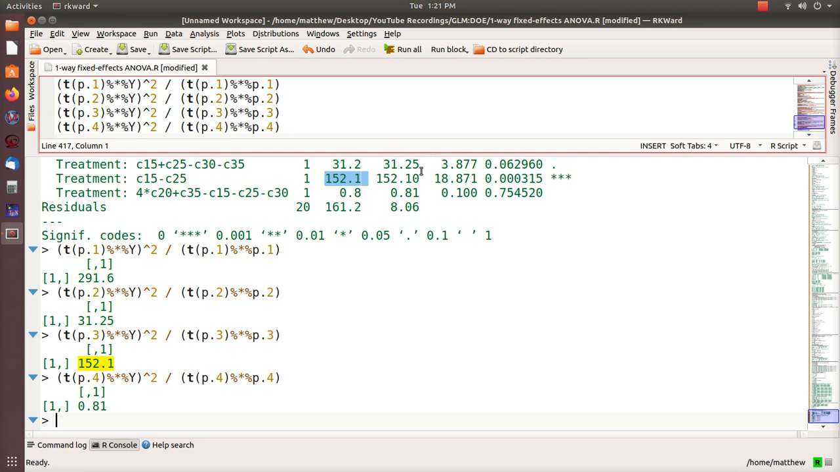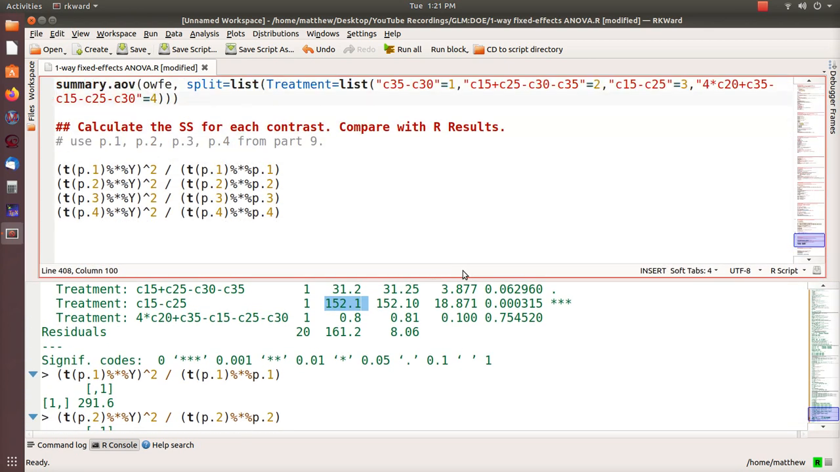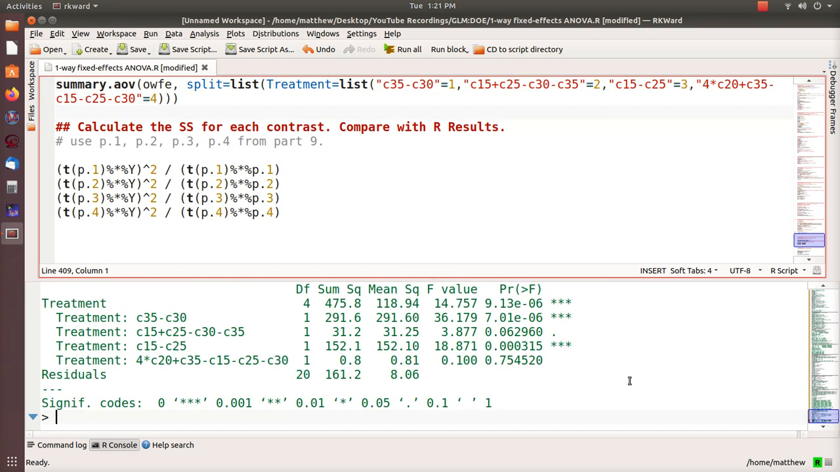Now also in previous videos, let me reprint this summary table. In previous videos we showed how to derive the mean squared error, which is the sum of squares divided by its degrees of freedom. We derived the F value and we derived the p value. So we're not going to do that in this video. We just really wanted to illustrate that the sum of squares associated with these contrasts does partition the sum of squares for treatment.